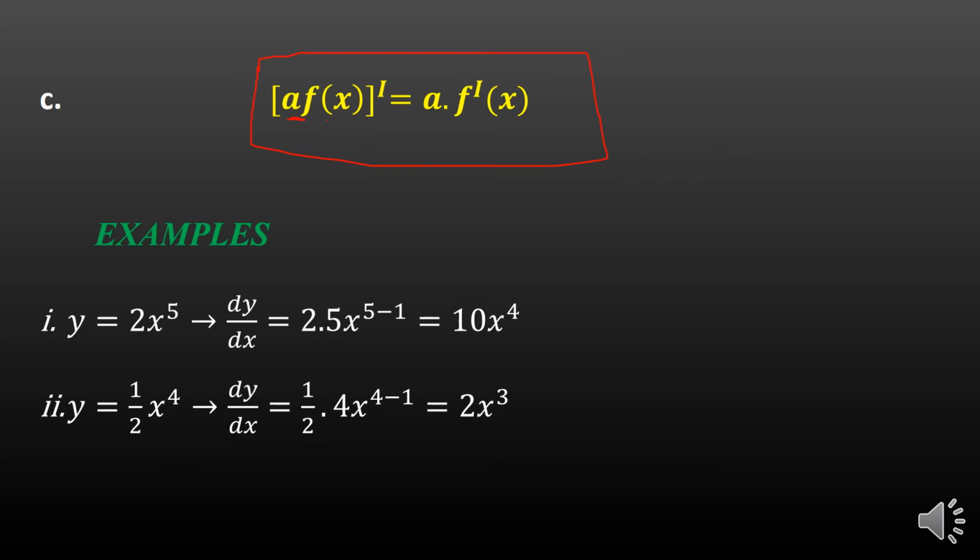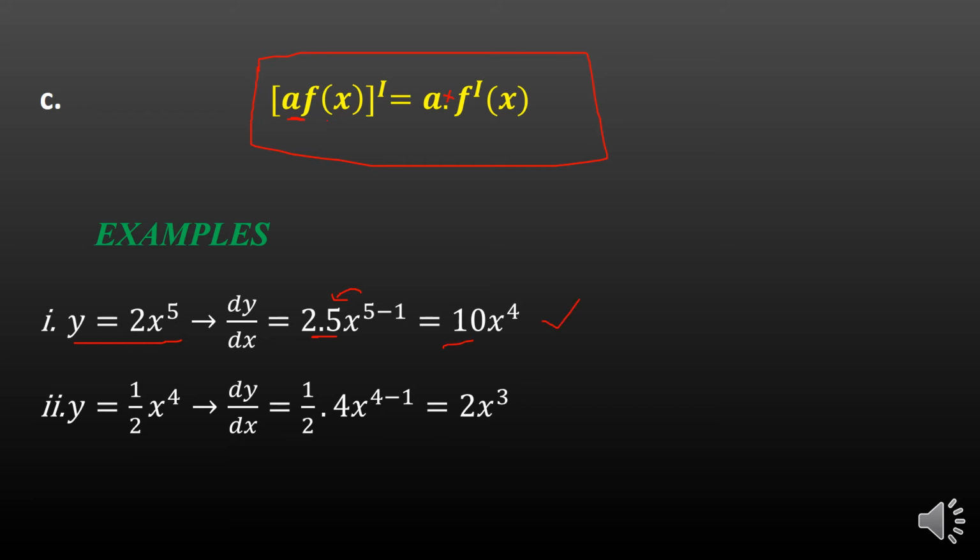So it's a constant multiplied by f of x. We don't differentiate the constant there. So fine, let's look at examples. The first example is y equals 2x to the power 5. We see that 2 is a constant there. So bring down 5, and 5 is going to multiply our constant 2, and also take minus 1 at the power. So 5 times 2 we get 10x to the power 4.